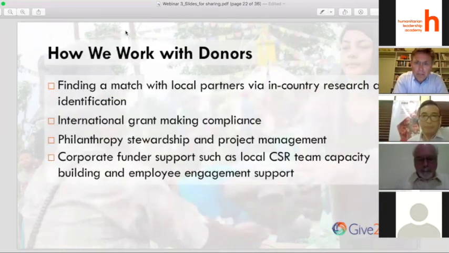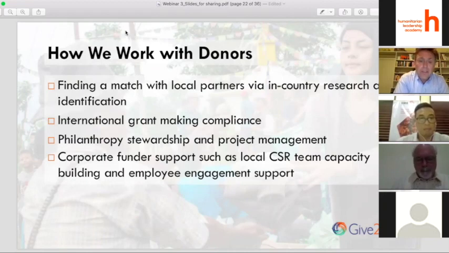And let me talk a little bit about the way we work with donors in particular. The way that we work with donors is we identify what they're looking to fund, and we try to find a match with organizations in the countries and in the communities that they care about. Some of that work is done via research that we carry out. And then once that happens, we act as a sort of steward and project manager for the projects that are being funded by those donors, those corporations, or by those families, or by those individuals.